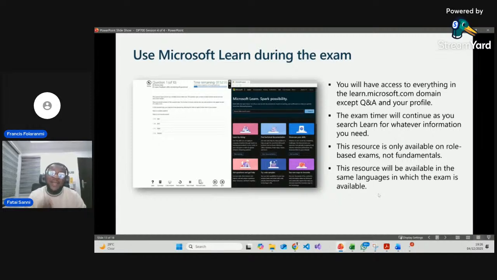Again, my hot tip or pro tip is that you should use this judiciously. If you spend a lot of time on Microsoft Learn, and you're not confident or you don't know what you're looking for, this can work against you because you spend so much time on very few questions.